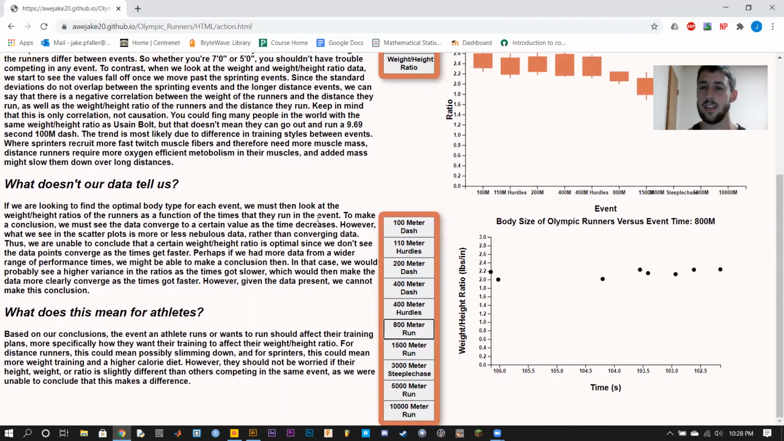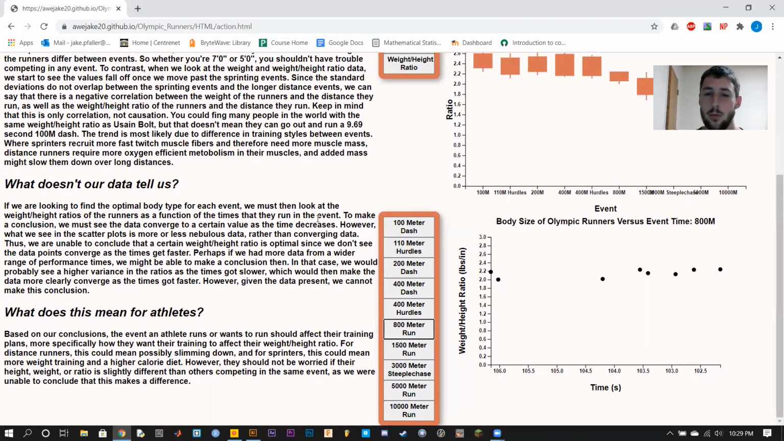So for athletes interested in this data, what this means is that if you're trying to run a distance event, then your training should be more catered to training methods that would make you lighter given your height. So a smaller weight to height ratio than a sprinter would be. And again, this is just a correlation, not a causation. Just because you have a certain weight to height ratio doesn't mean that you'll be able to run these Olympic times in these events.